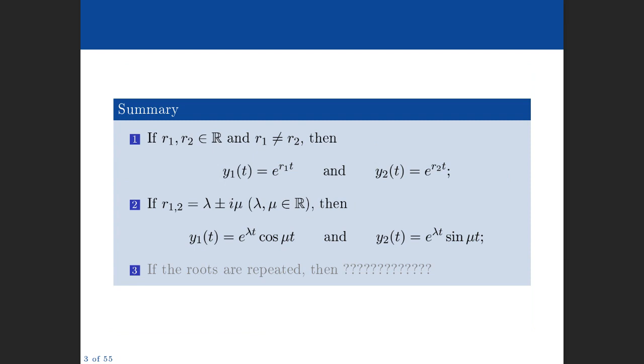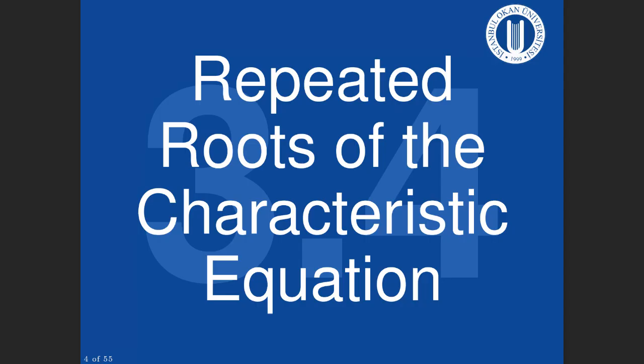Case 1, if these two roots are both real numbers and they're different real numbers, then the functions that we want are e to the power r1t and e to the power r2t. Case 2, if in fact we have complex conjugates, then we want two different functions: e to the power lambda t cos mu t, and e to the power lambda t sin mu t. There's a third case which we haven't done yet. What do we do if we have repeated roots? That's the same real number twice. Let's study that now.